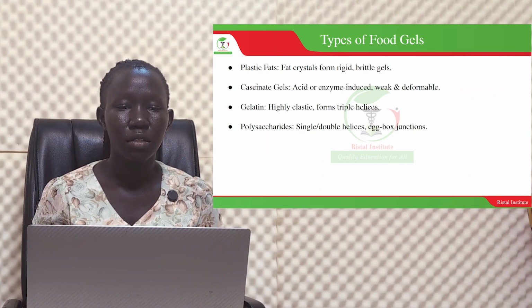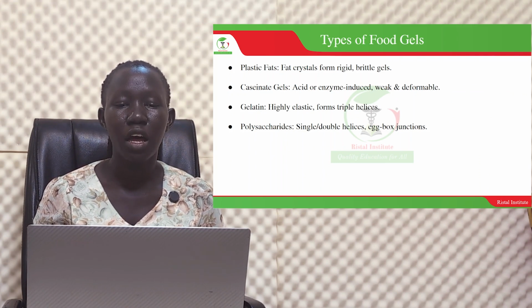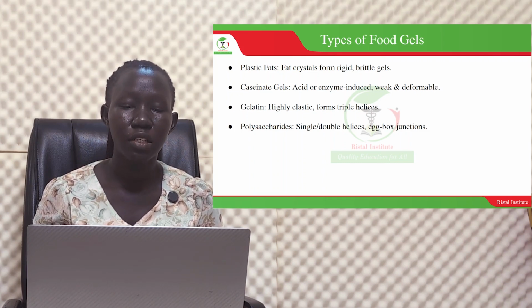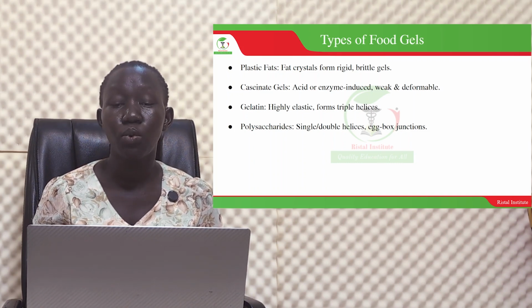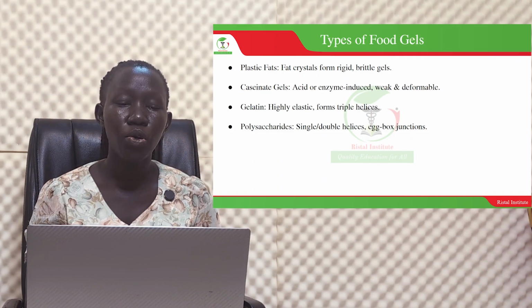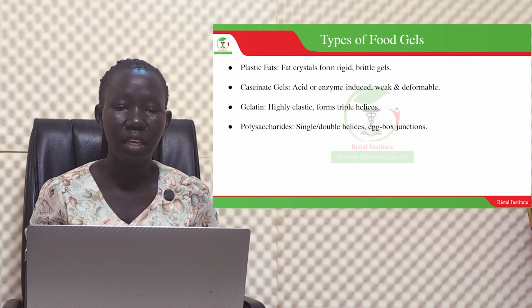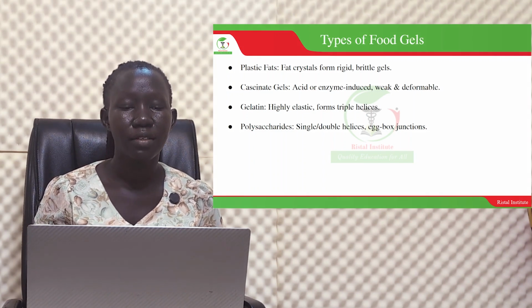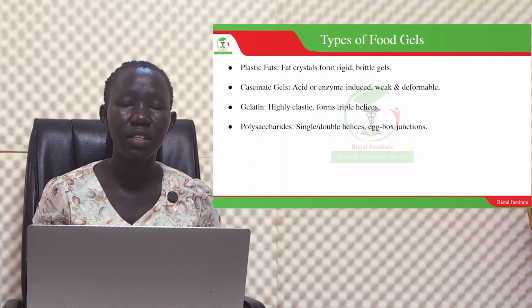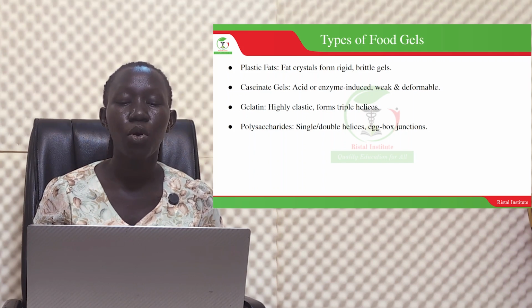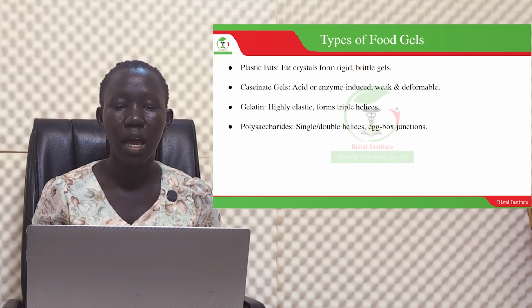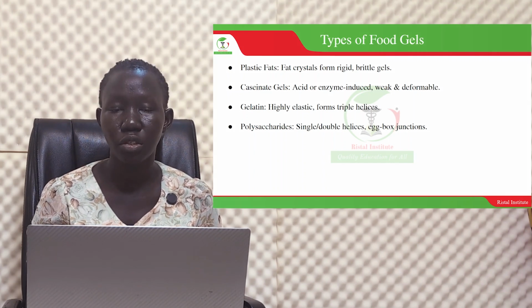Let's look at the plastic fats. These are fat crystals that are rigid and form brittle gels. The caseinate gels are a result of acid or enzyme induction, and these are usually weak and deformable. We also have gelatin, which is highly elastic and forms triple helices. And then the polysaccharides contain single or double helices and also have egg-box junctions.